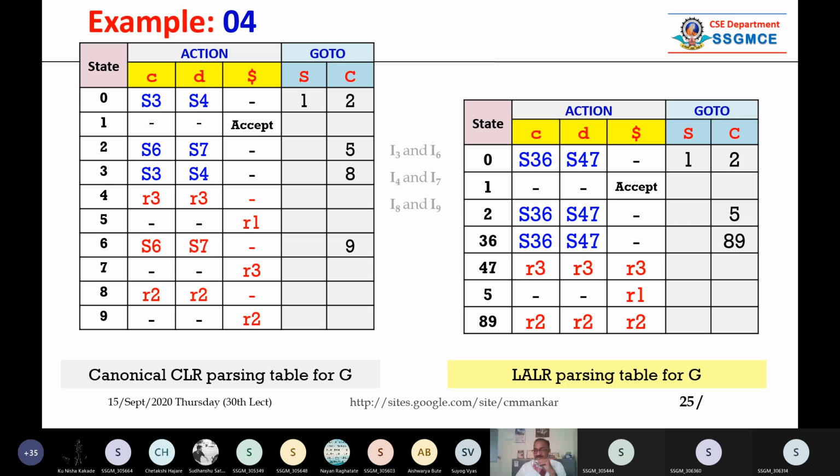Today I am going to end this unit number 3. In the next session we shall start unit number 4. But I will be putting 2 or 3 slides on error handling in a bottom-up parser and something about the LALR parser. I will take one more example. Today also I am going to show you one more example.